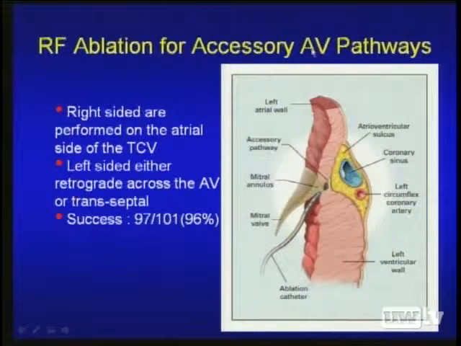Radiofrequency ablation for accessory AV pathways is also highly successful. On the right side, they're performed by placing your catheter on the atrial side of the tricuspid valve.